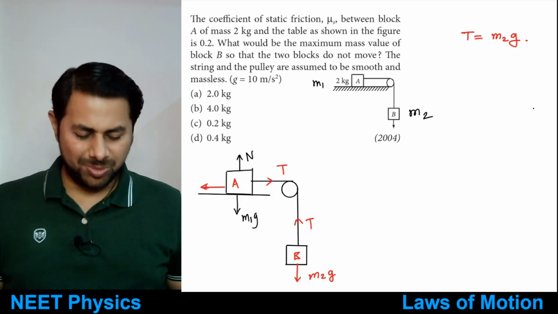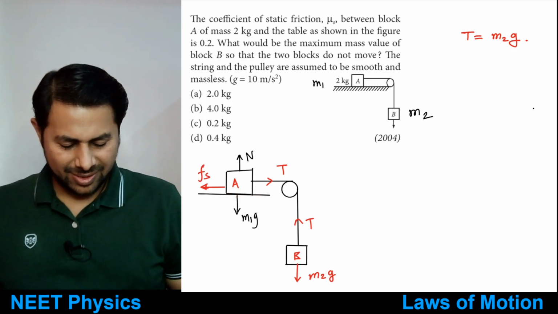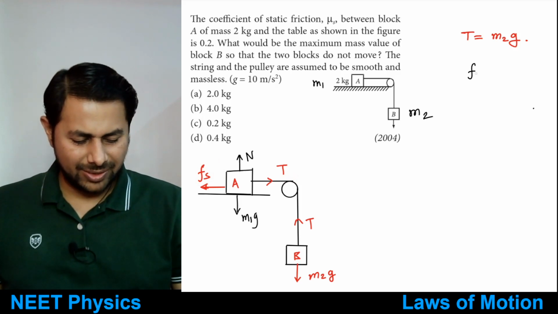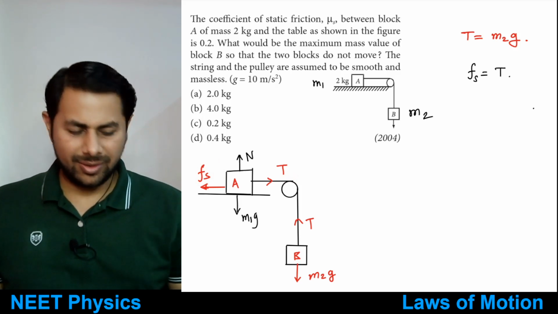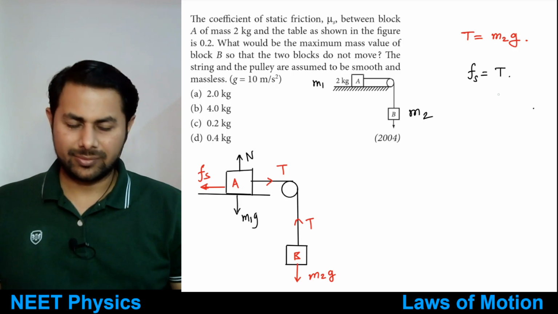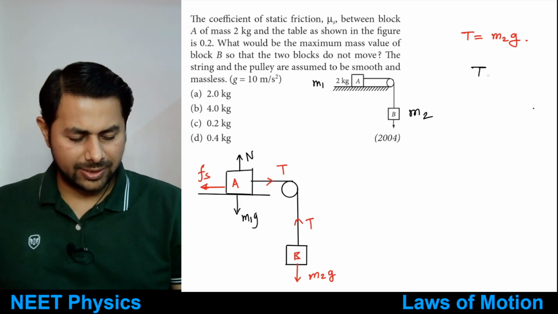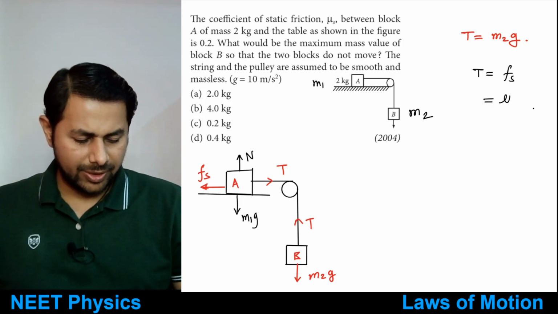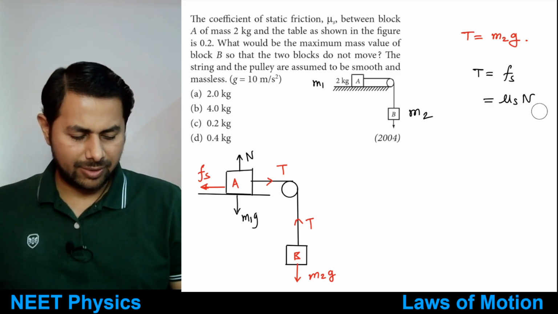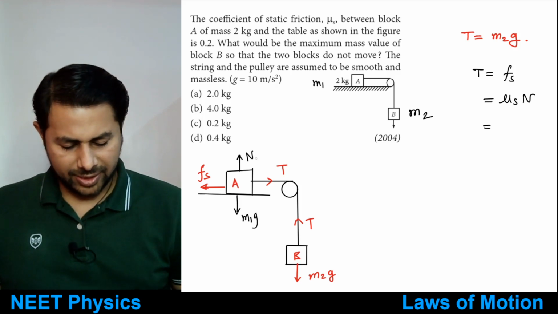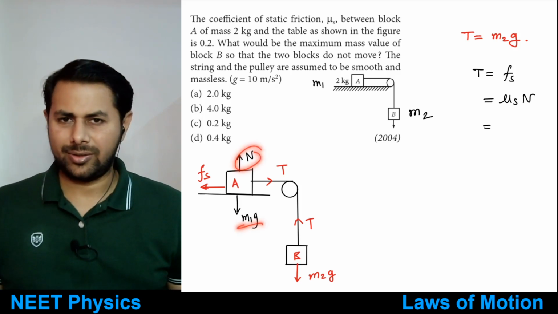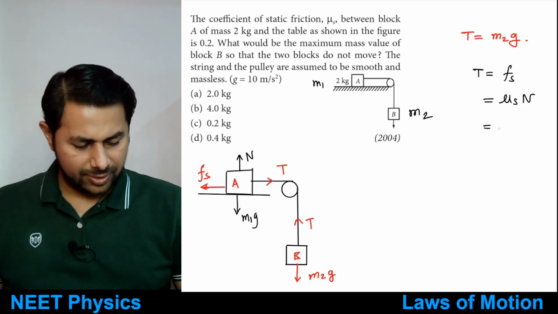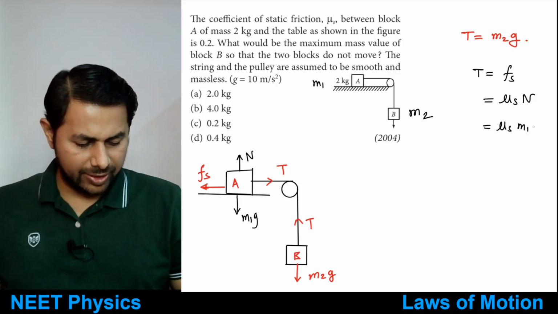It's given that it doesn't move, so friction is Fs, which means Fs is just equal to T. But what is Fs? Or you can write this as T is equal to Fs. Fs is mu s multiplied by the normal reaction. What is the normal reaction? The normal reaction is just equal to its weight, because the floor is horizontal. So normal reaction is equal to weight, so mu s multiplied by m1g.